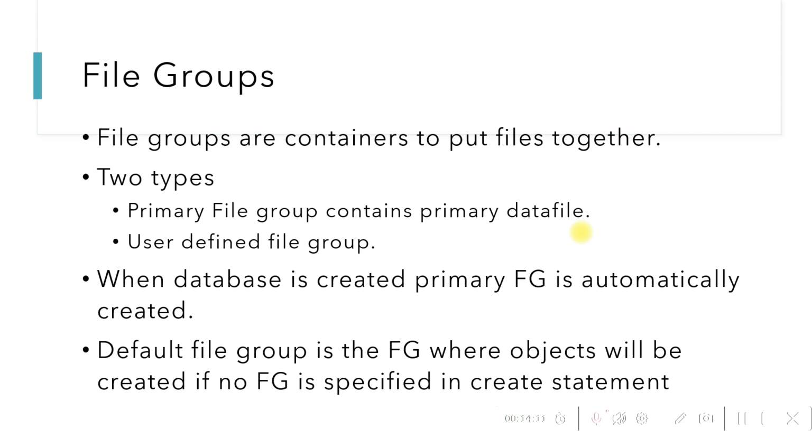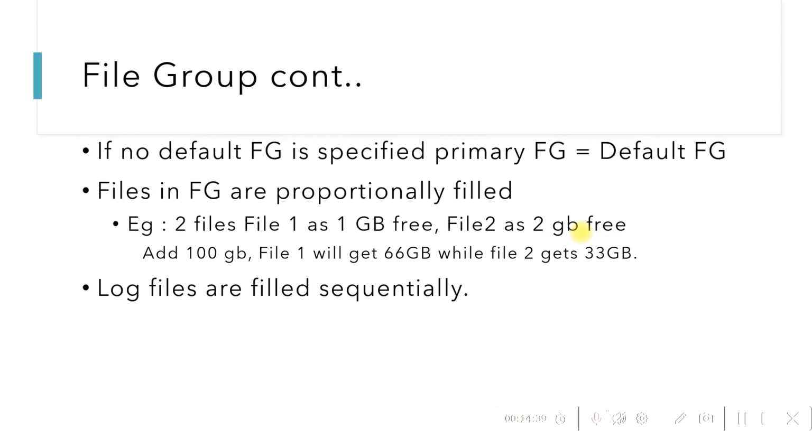There is a concept of default file group. A default file group is a file group on which your objects will be created if you don't specify where you want that object to go while creating it. So for example, you have three file groups, and if you don't specify in your create statement which file group you want the object to go to, it will create it on the default file group. If we don't specify any file group as default, your primary file group will be your default file group.